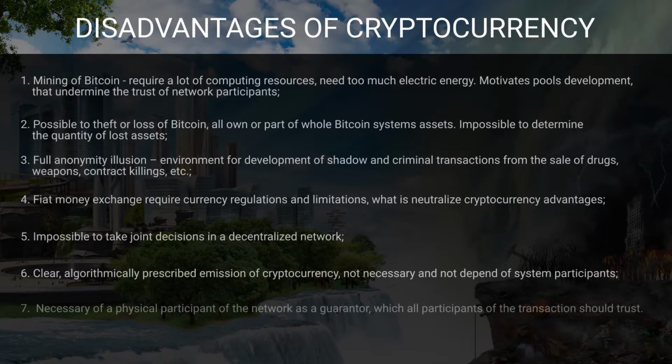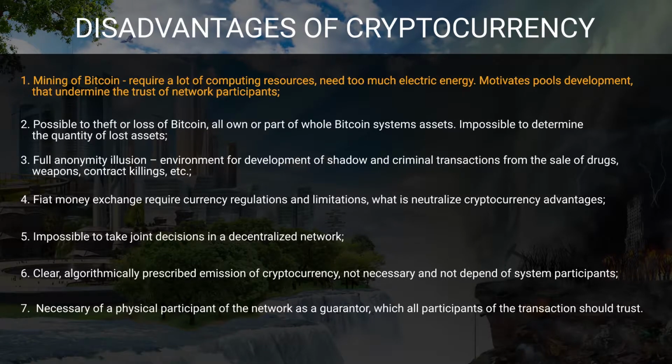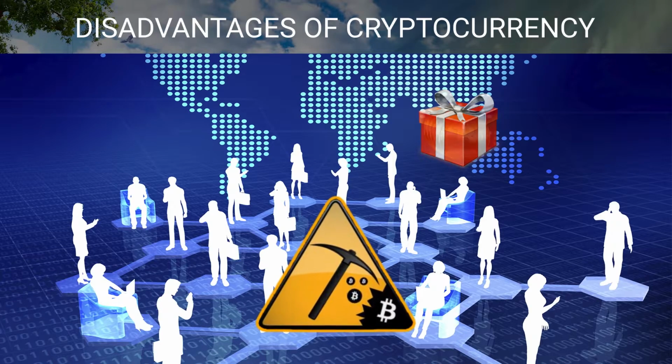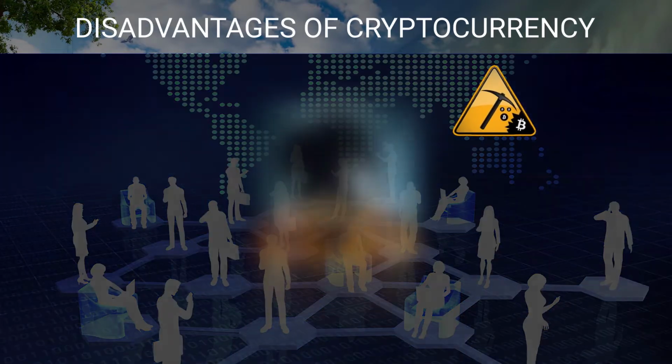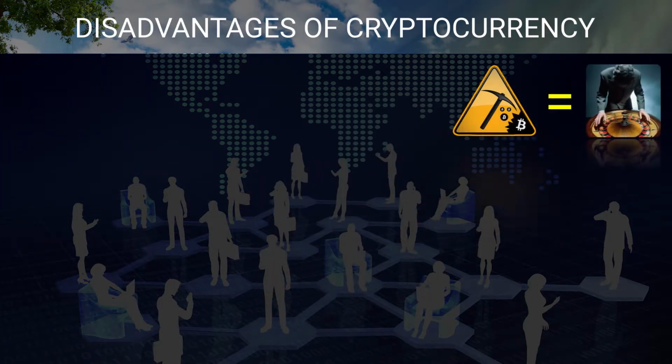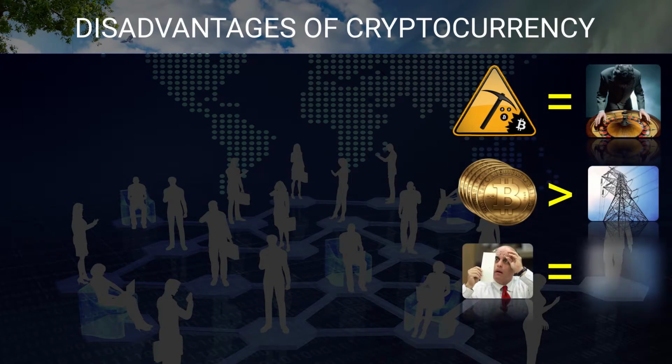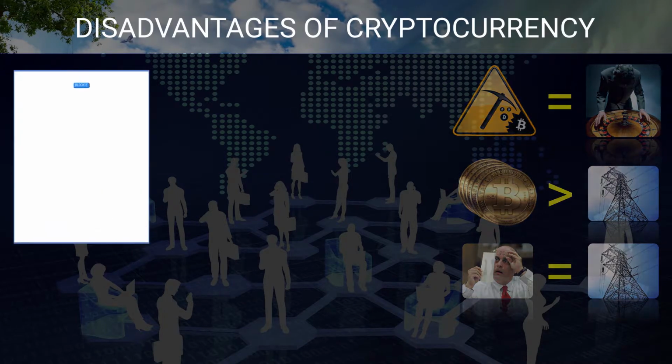Weak sides. Mining of Bitcoin requires a lot of computing resources, needs too much electrical energy, and motivates the development of pools that undermine the trust of network participants. During the blockchain explanation, I simplified the mining description for your better understanding. The basis of mining is gambling. The winner gets new bitcoins as a reward. Bitcoins are much more valuable than the price of electricity spent. The loser pays for electricity spent during this game.